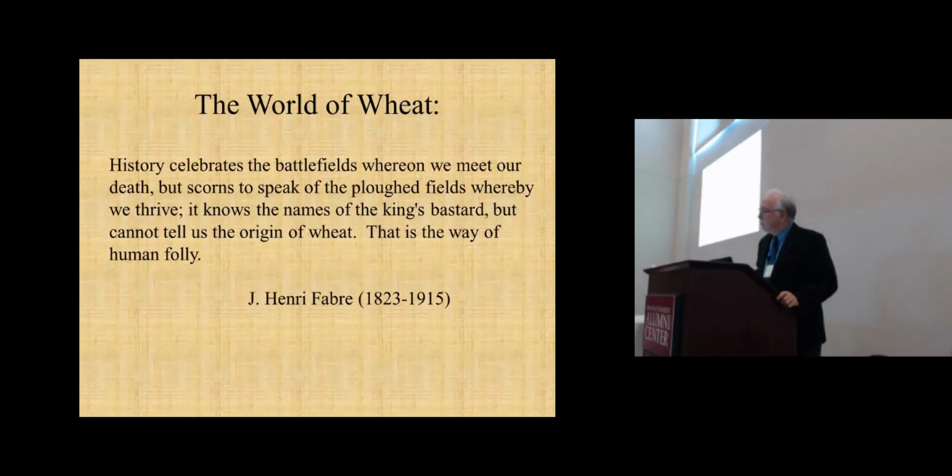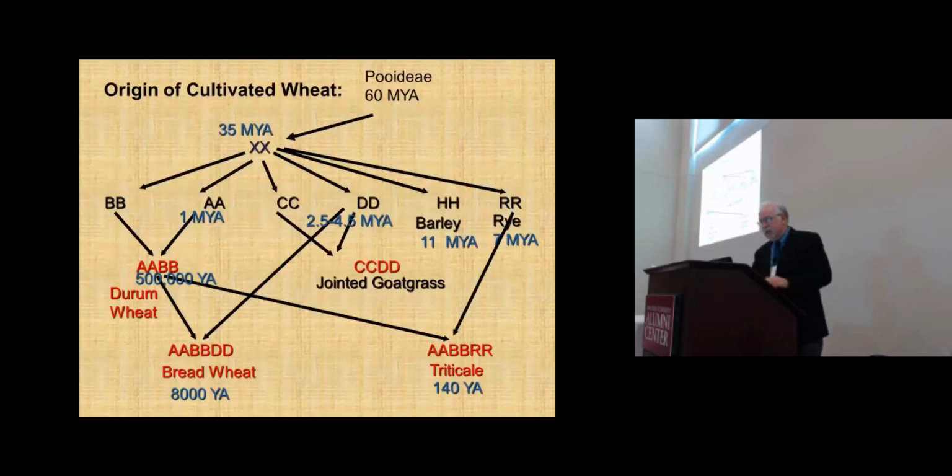That history celebrates the battlefields whereupon we meet our death, but scorns to speak of the plowed fields whereby we thrive. It knows the names of the king's bastard, but cannot tell us the origin of wheat. That is the way of human folly. That's actually true, okay? Because if you look at the origin of wheat, what we want to emphasize in this slide is wheat is a polyploid with immense genetic resources, okay?